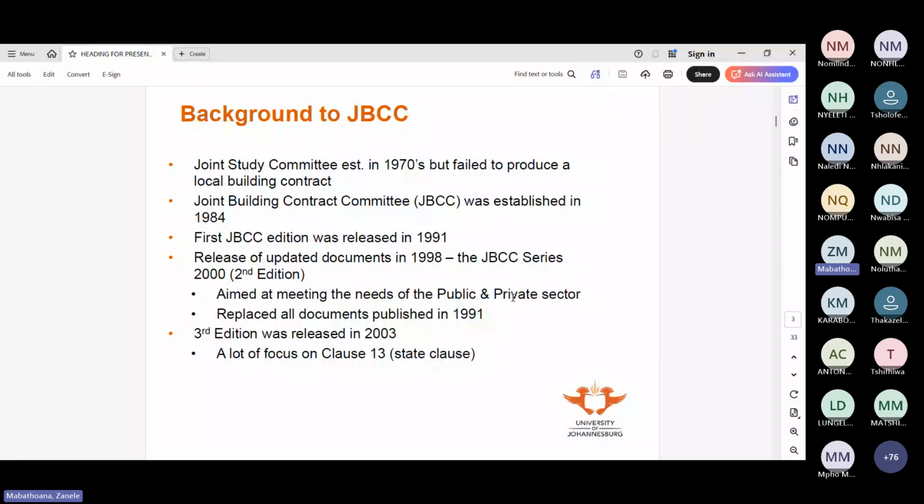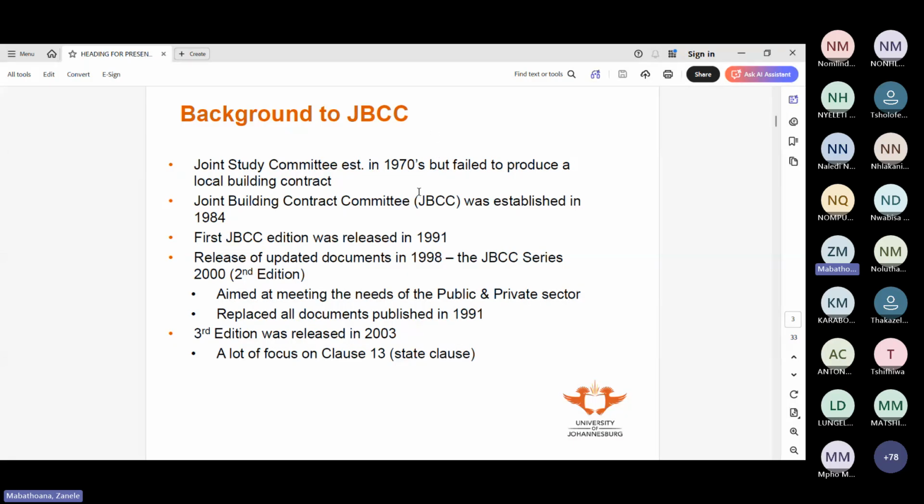Like I said, there was the JSC, the Joint Study Committee, that was established in 1970. This was around a time when the industry decided they needed a local building contract, because I think they were using the JCT from the English, and it wasn't quite working for the South African system. They wanted their own, but unfortunately the JSC failed to produce a local building contract.